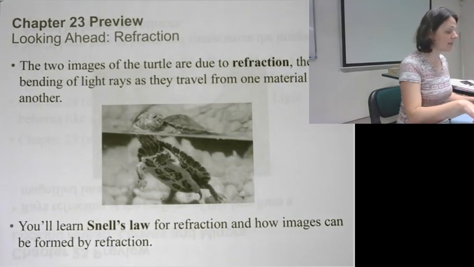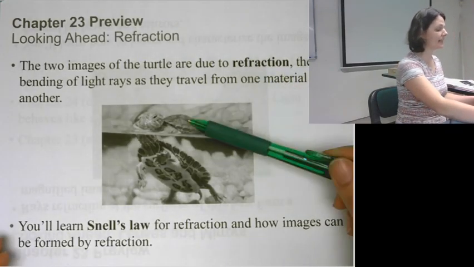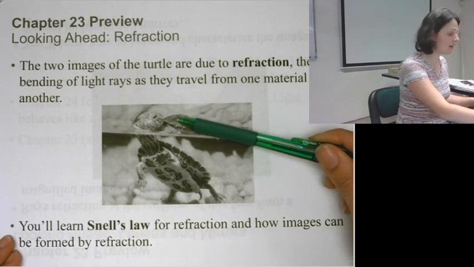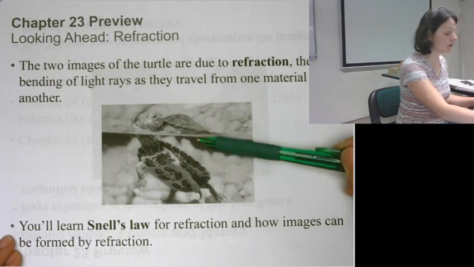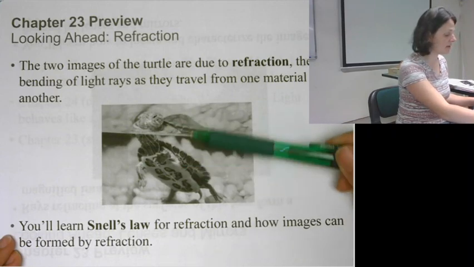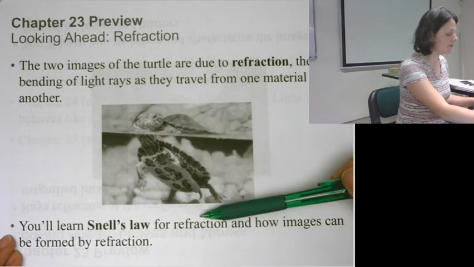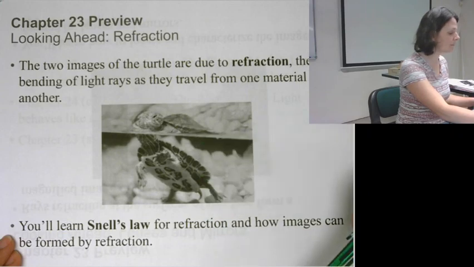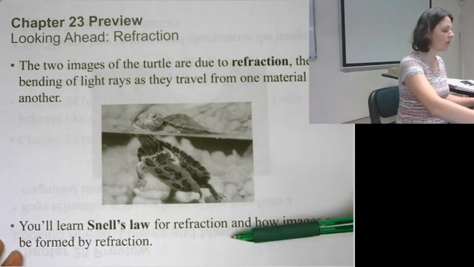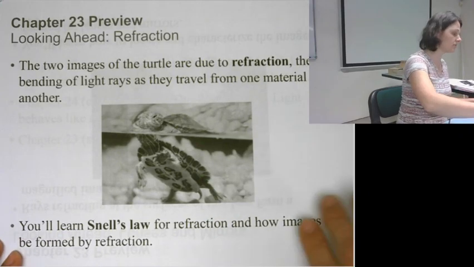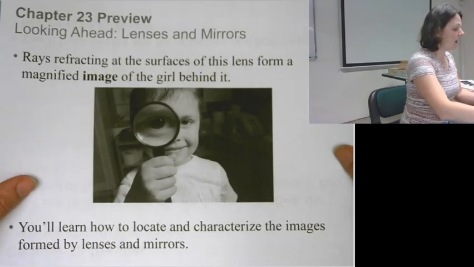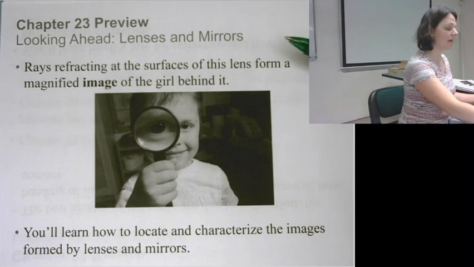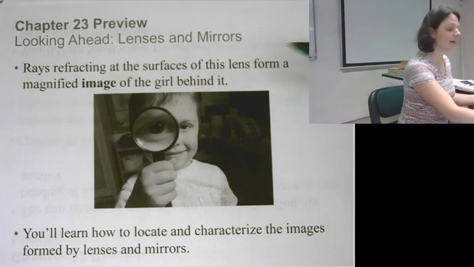The next thing that we're going to talk about is refraction, which is that as light passes from air into water, from one medium to another, that light actually bends. And so you see here, we see kind of multiple images of what the turtle looks like. So we'll talk about how that works, and we'll get quantitative with Snell's law to learn how to predict that.